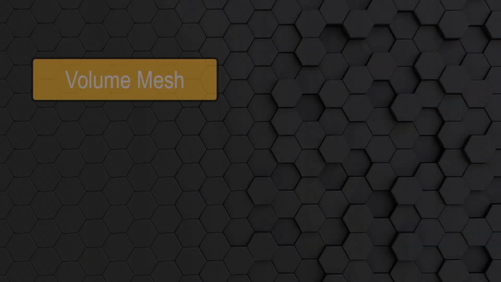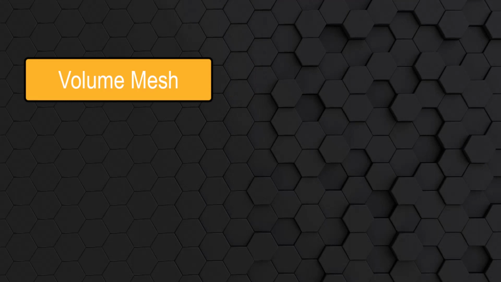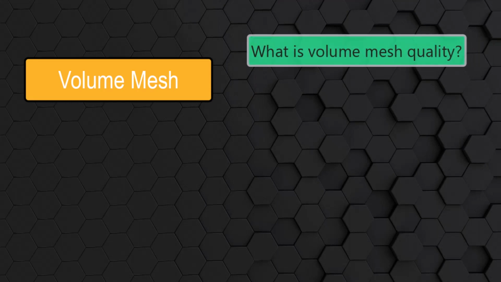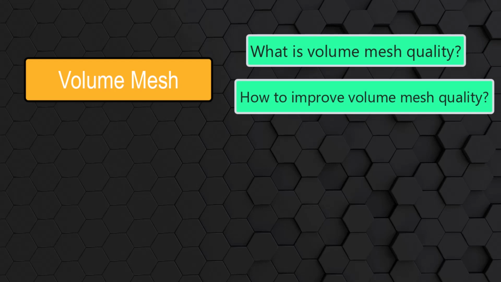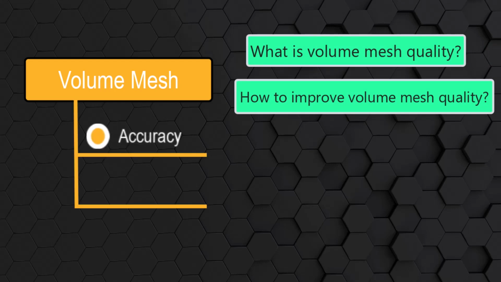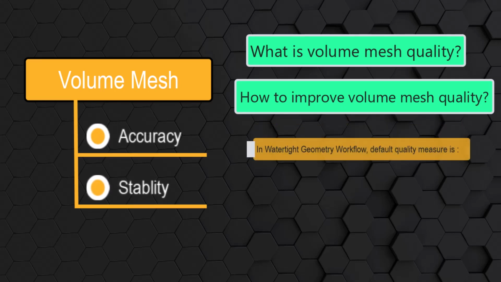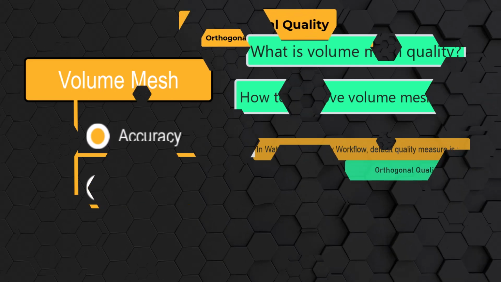Now that we know how to generate the volume mesh, let's now talk about the significance of the volume mesh quality and how it can be improved. The volume mesh has a significant influence on the accuracy and stability of a simulation. The default mesh quality measure reported in Watertight geometry workflow is the orthogonal quality.